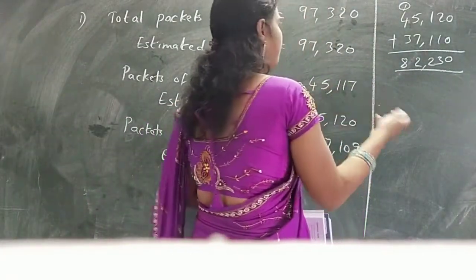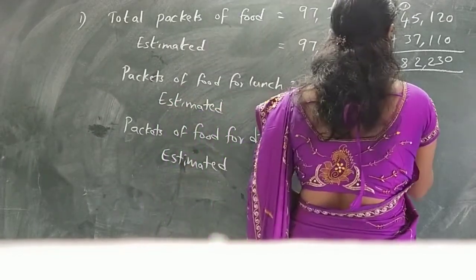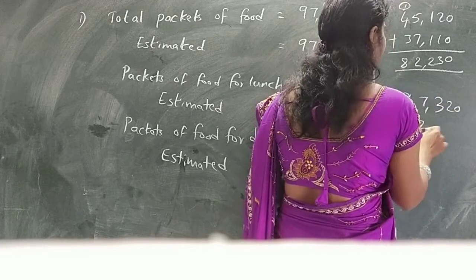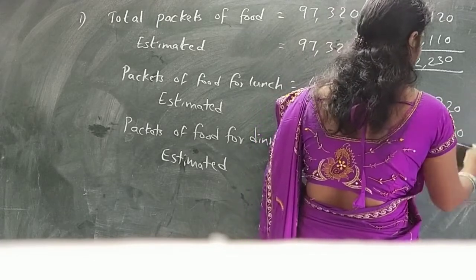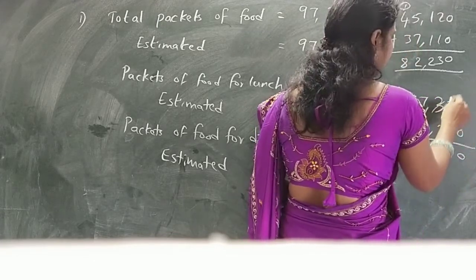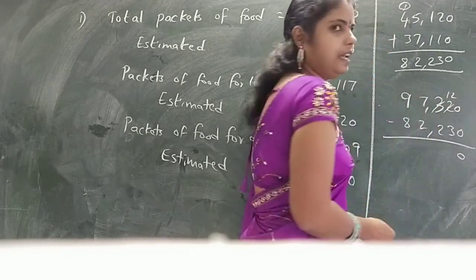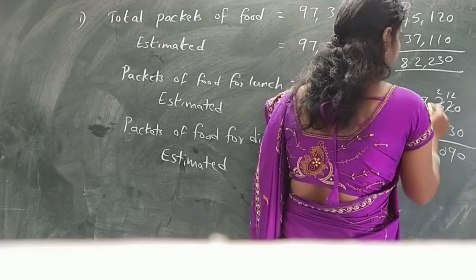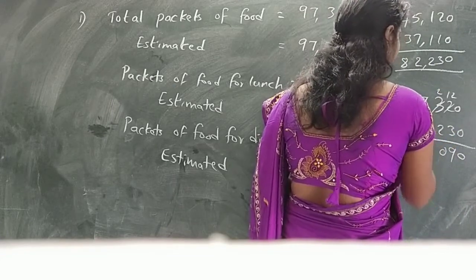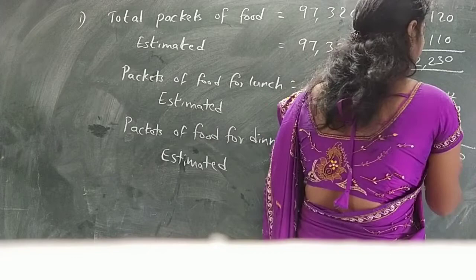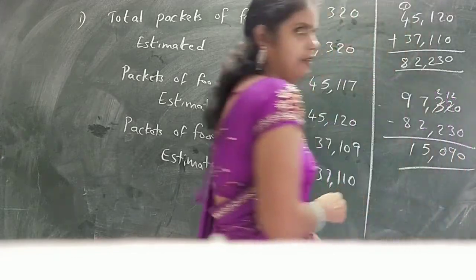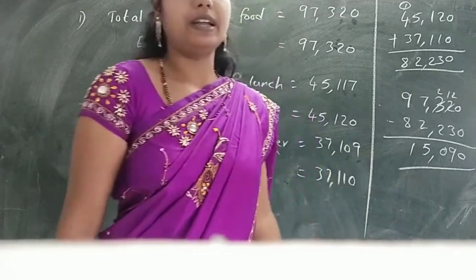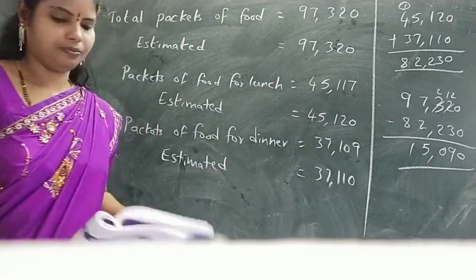Now you have to subtract from total packets. 97,320 minus 82,230. 0. Take one bar over here, 12. 12 minus 3, how much? 9. Here 2, 2 minus 2, 0. 7 minus 2, 5. 9 minus 8, 5. So 15,090 packets are left. How many packets are left? 15,090 packets. Okay. Come on, write.